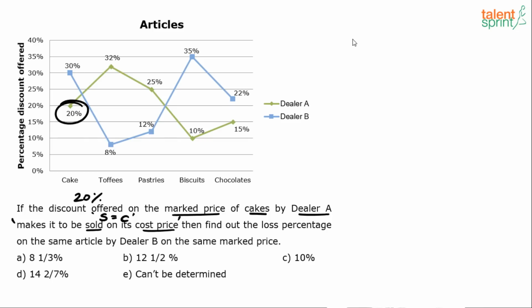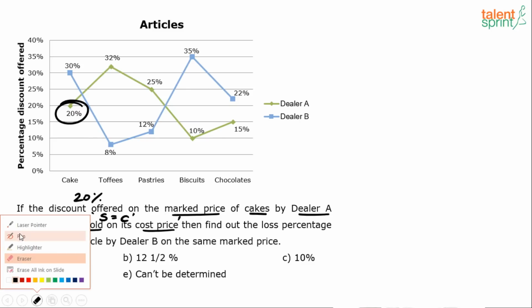Meaning what? Let's assume the cost price for dealer A on cakes is rupees 100. Okay, cost price is 100. What will be the selling price? 100.